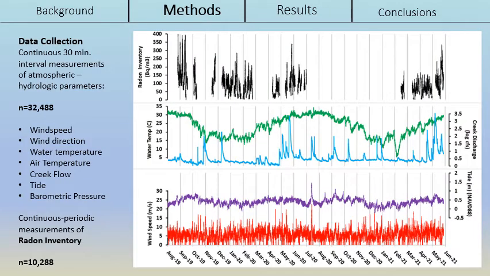This figure summarizes the data that has been collected up till now for this study. Atmospheric and hydro parameters are continuous on 30-minute intervals and include wind speed and direction, water and air temperature, tide height, and surface water inflow from a nearby creek at a USGS gauge. So radon is less continuous and shows several gaps.